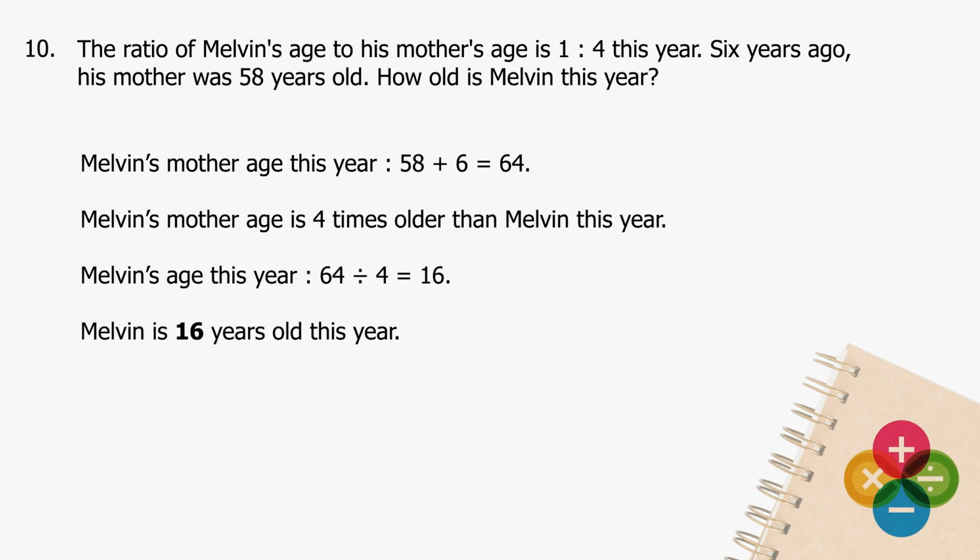The age of Melvin's mother this year will be, add 58 to 6, and the sum is 64. Melvin's mother is 4 times older than Melvin this year. The age for Melvin this year will be, divide 64 by 4, and the quotient is 16. Melvin is 16 years old this year.